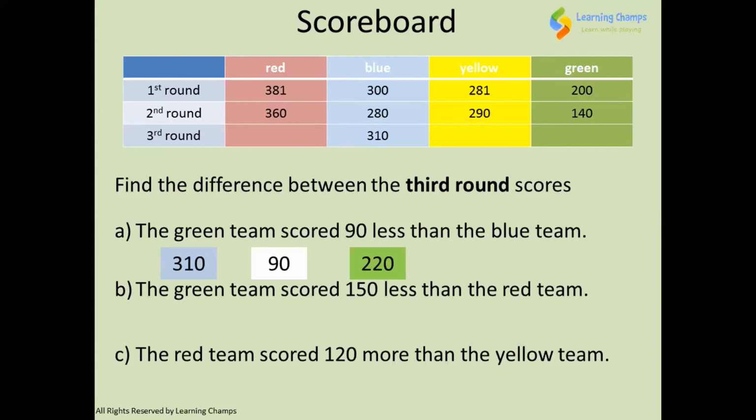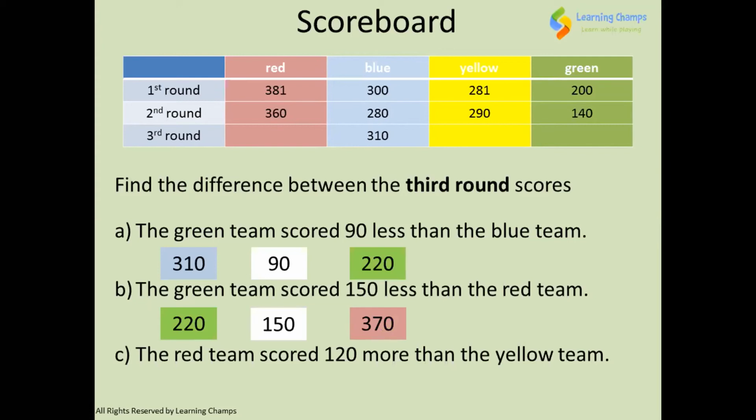The green team scored 150 less than the red team. So what should we do? This is the green team score. Add or minus? The green team scored 150 less than the red team. So the red team is having a higher score. So we need to add. Very good. 370. Excellent.